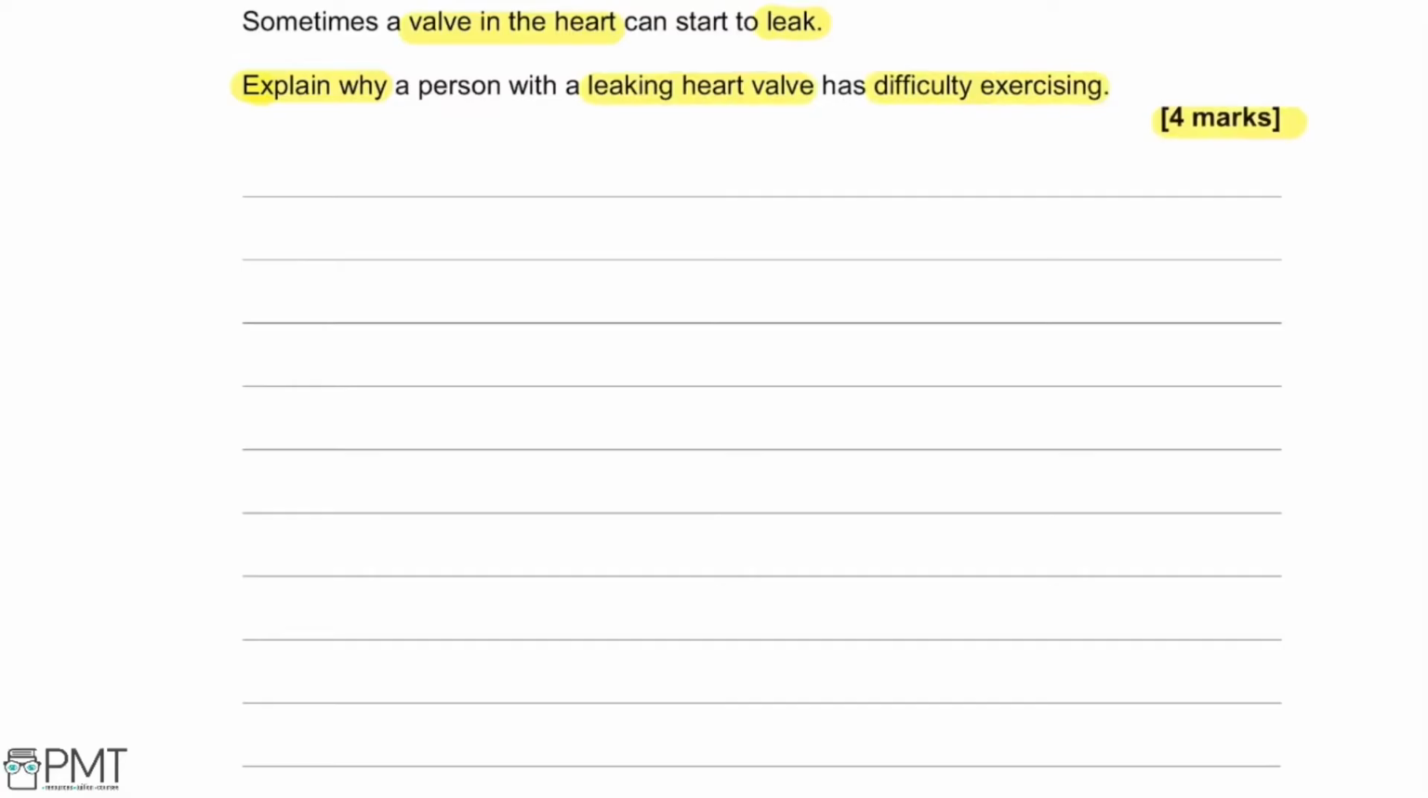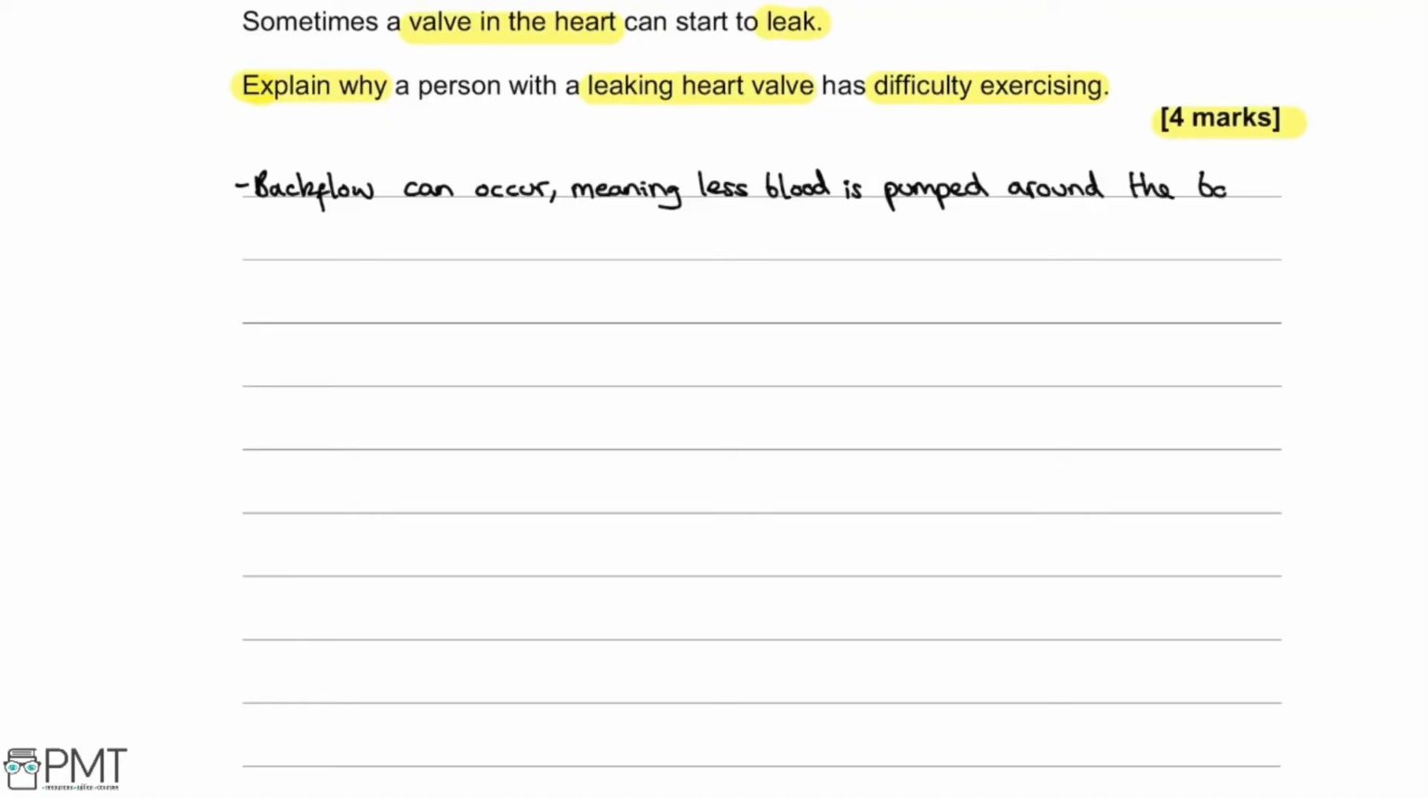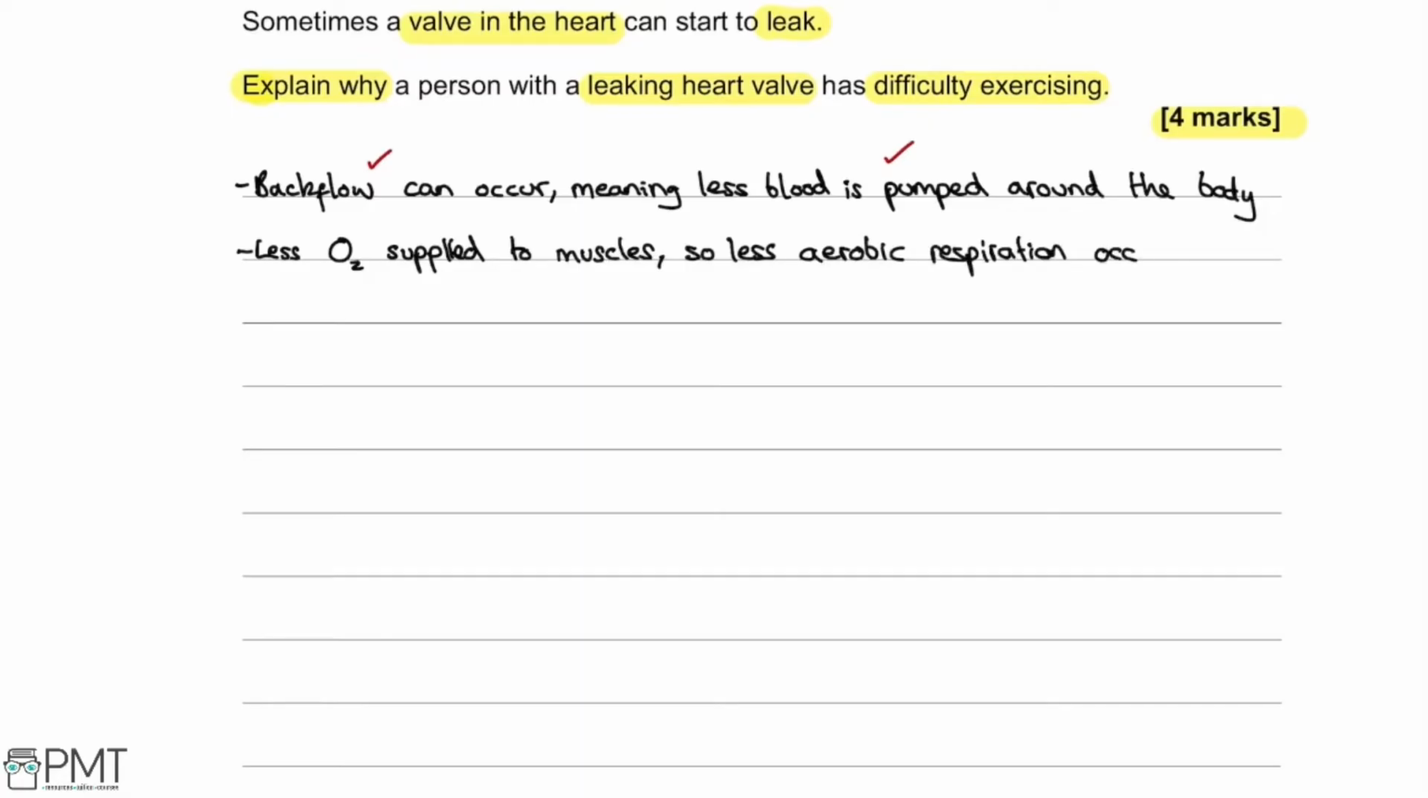To answer this question, there are multiple relevant points that you can make. However, you must make sure that you're linking them logically for the examiner. So when you've got a leaking valve in the heart, backflow can occur, and this is when the blood isn't going in the direction it's supposed to be going. So less blood is actually making its way all the way through the heart and getting to the rest of the body. Now when this person is exercising, they need the blood to be delivering oxygen to their muscles so that they can continue. But with this backflow occurring, less oxygen is making it to the muscles, and they can't carry out aerobic respiration to get their energy.